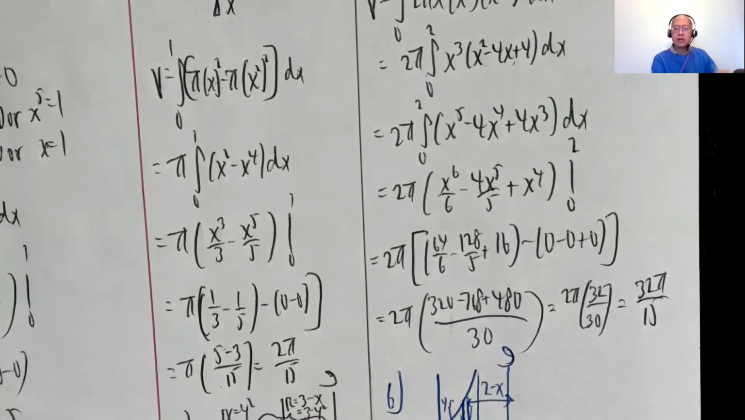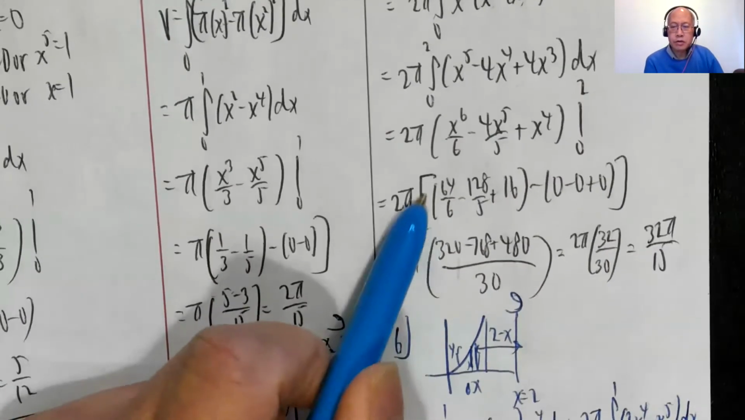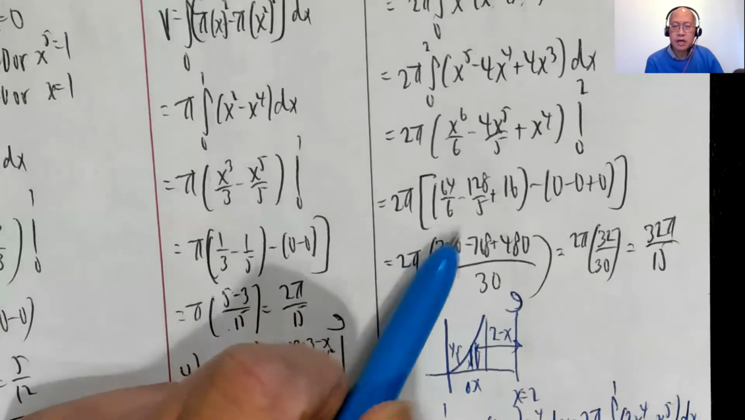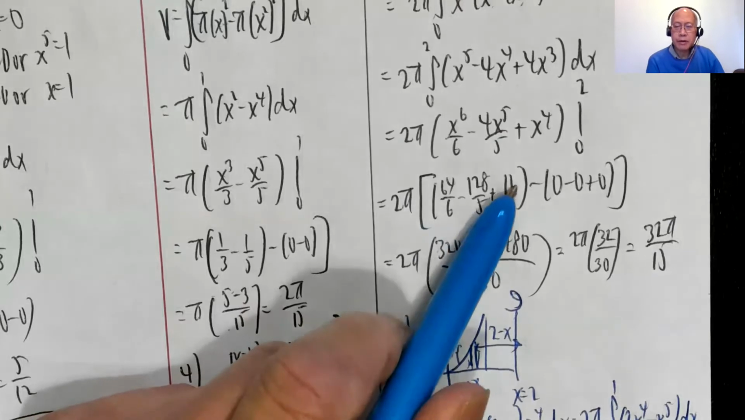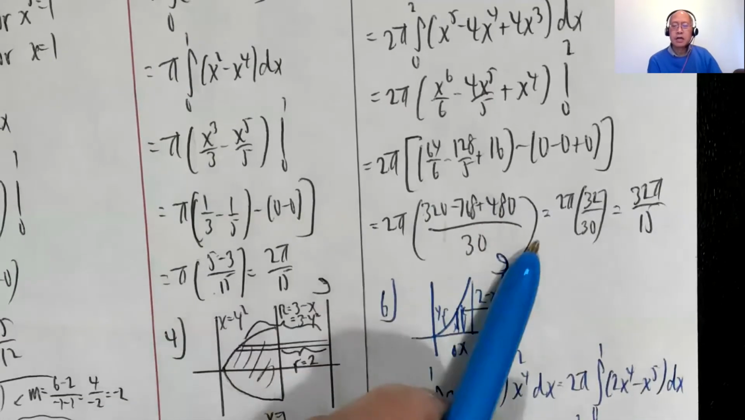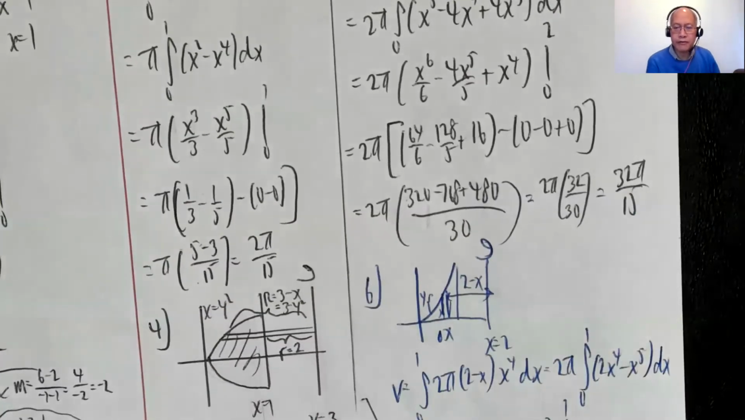Common denominator is 30. So multiply by 5 over 5, 320. Multiply by 6 over 6, minus 768. Multiply by 30 over 30, 480. Clean up the arithmetic: 32 pi over 15.